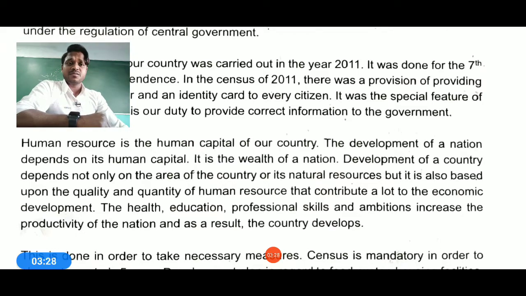Health, education, professional skills and ambition increase, which provides for the nation and results in the country developing. So we need to always support our nation in developing the country.